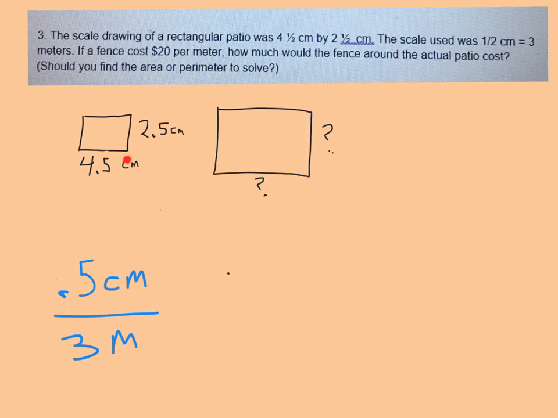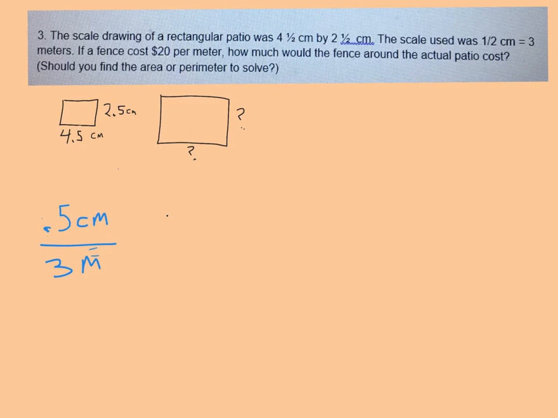So I'm gonna start and put this side into a ratio and see if I can figure out the missing side for the actual patio. So 4.5 centimeters would equal how many meters? Well, I'm going to use the scale to figure that out. All right, so I'm going to fill in 4.5 centimeters on top. Oops, that's a decimal there. And we don't know how many meters that would be, but I can use my scale right here to figure it out. So I'm going to do cross multiplication to figure out what x is.